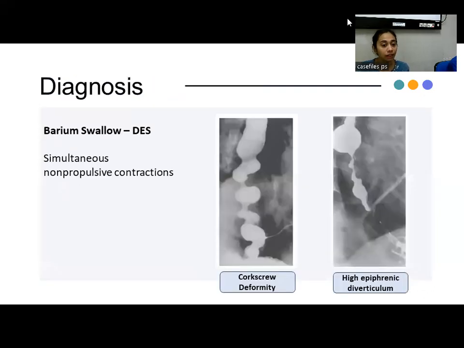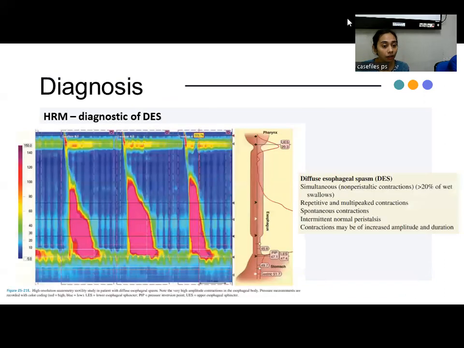Coming to the diagnosis, DES can be diagnosed on barium swallow by the visualization of simultaneous non-propulsive contractions. On barium swallow, it is seen as a corkscrew deformity, and as a secondary pathology, an epiphrenic diverticulum can also be seen. On HRM, the diagnosis of DES is made by simultaneous non-peristaltic contractions. They are repetitive and multi-peak, spontaneous in nature, and intermittent normal peristalsis may also be seen. These contractions are of increased amplitude and increased duration.